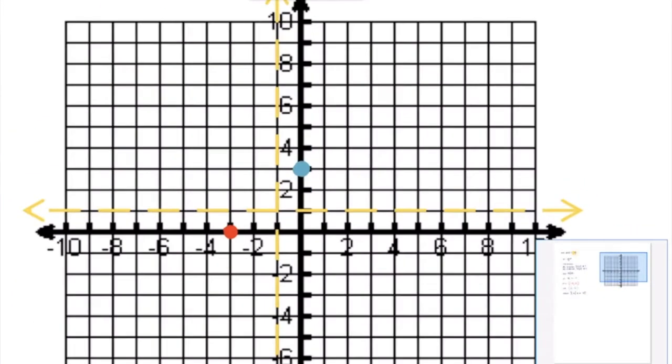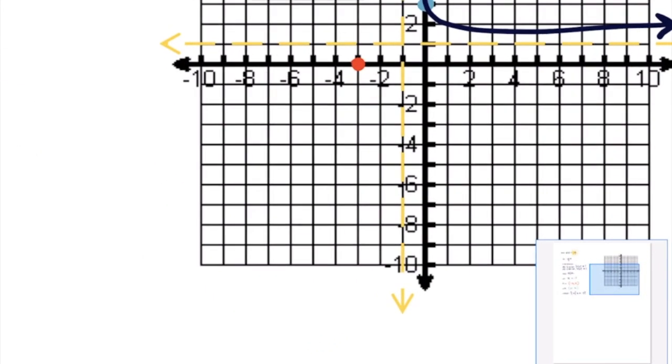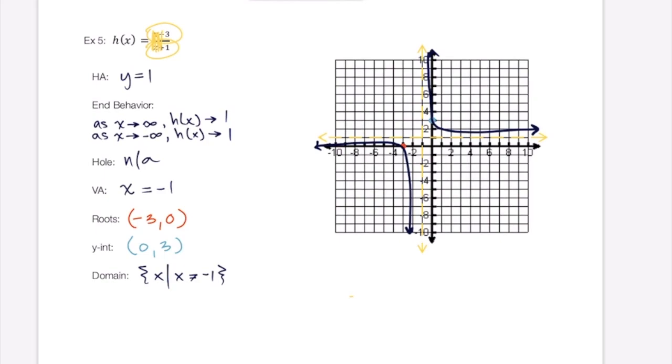All right, so now what we can see here is because we've got an asymptote and we have a y-intercept, then there's no other possibility for the graph on the top right except for that. And the same is true for the bottom left. Because we have a root right there, then our graph has to look like this. So a little bit of an easier one to end the video.